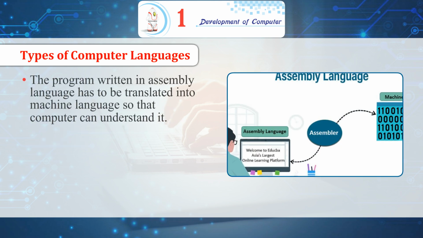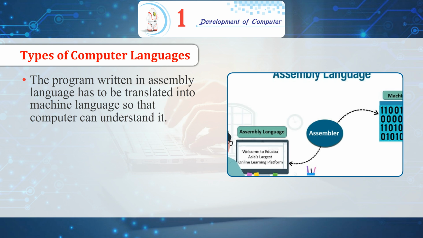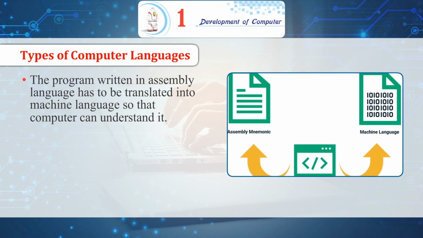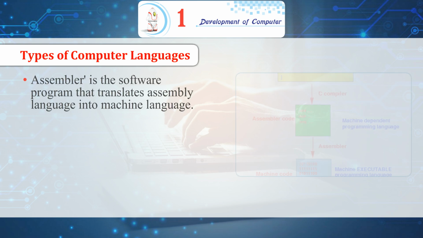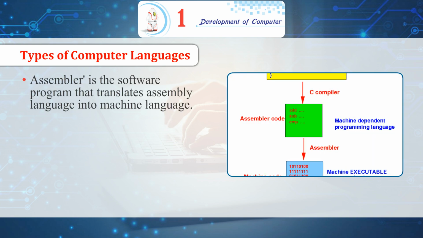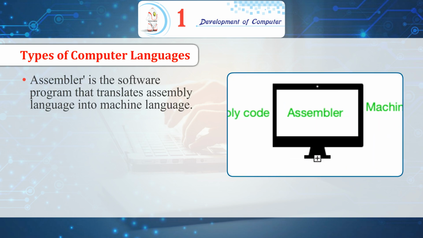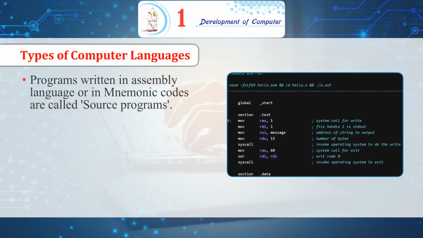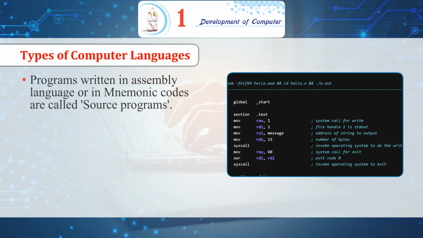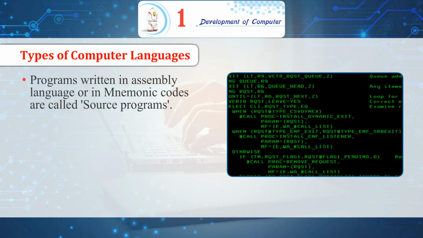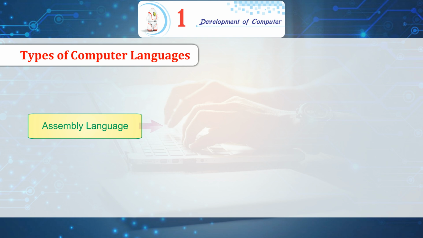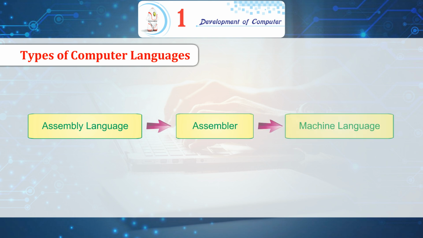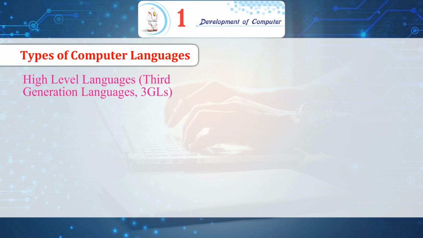The program written in assembly language has to be translated into machine language so that computer can understand it. Assembler is the software program that translates assembly language into machine language. Programs written in assembly language or in mnemonic codes are called source programs. Assembly language, assembler, machine language.